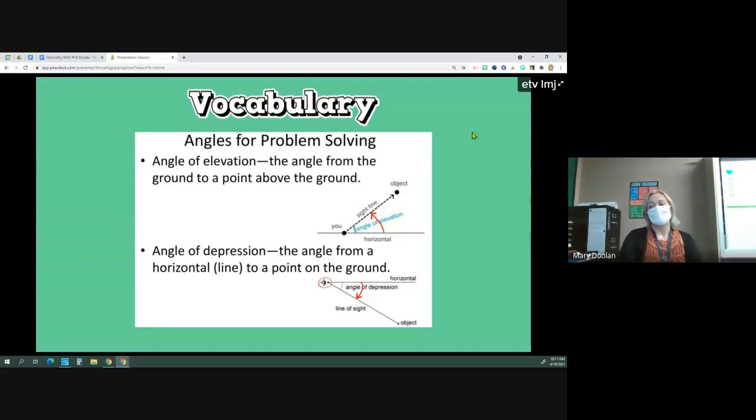So, you know, you could be looking up at a tree, standing on the ground, that'd be an angle of elevation, your viewpoint. Or if you are looking at the edge of a cliff, looking down, that could be an angle of depression, okay? So it's just to tell us if we're looking up or down, what that angle looks like.